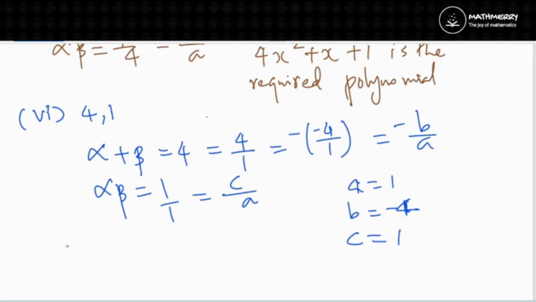So our required polynomial will be 1x square plus bx. So here we have minus 4x plus c. So plus 1. This is our required polynomial. X square minus 4x plus 1 will be our required polynomial. I hope this is clear for you.